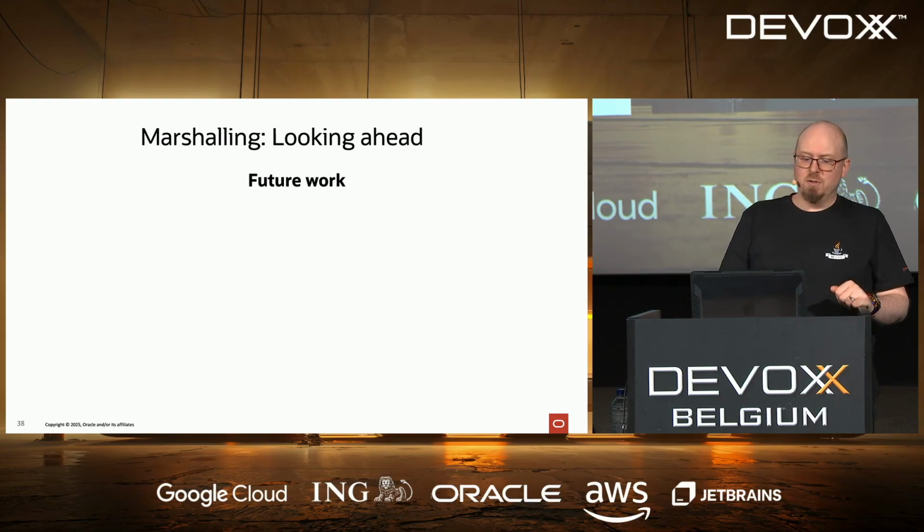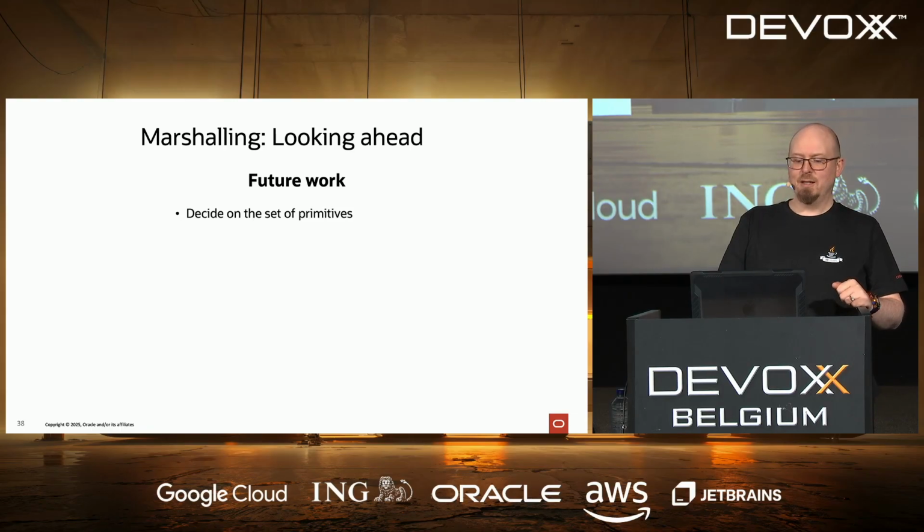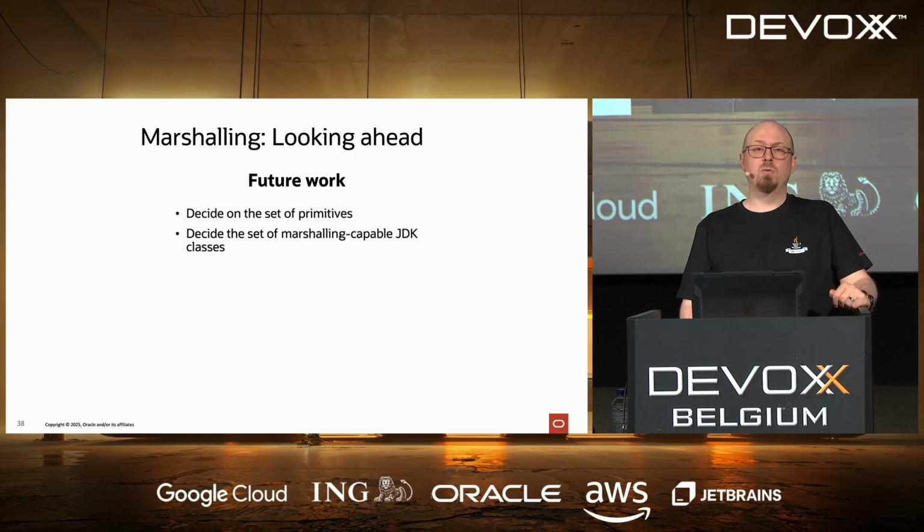So where are we in terms of how this is going? Well, there is a bunch of stuff left to do, but just shortly, we want to decide on the set of primitives. Are arrays automatically supported, or are collections automatically supported? What does it mean to be primitive when it comes to structure? We want to decide what the initial set of JDK supported marshallable classes are, how many of them there should be. The good thing about marshalling is that it's not locked down, so that you can incrementally add more support. So that's one of the benefits.